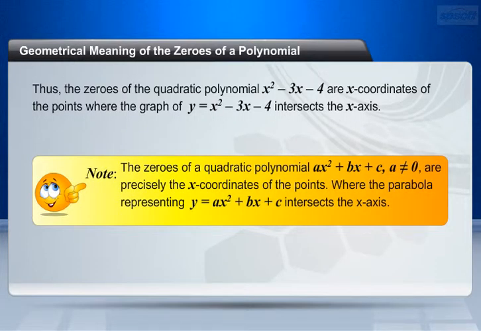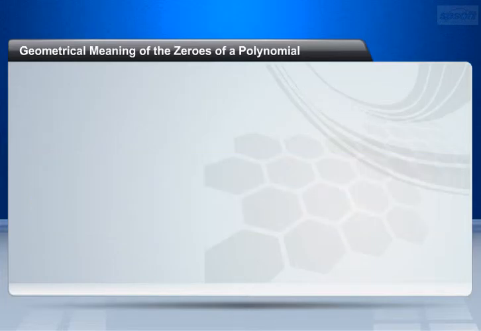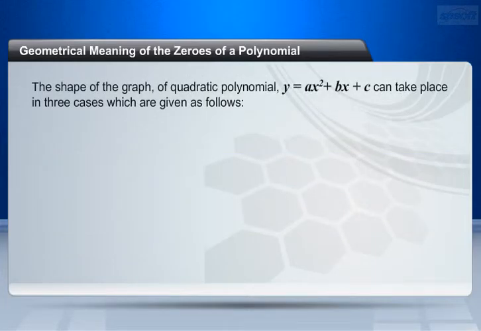Note, the zeros of a quadratic polynomial ax square plus bx plus c, a is not equal to 0, are precisely the x-coordinates of the points where the parabola representing y is equal to ax square plus bx plus c intersects the x-axis. Let's now learn the shape of the graph of quadratic polynomial in different cases. The shape of the graph of quadratic polynomial y is equal to ax square plus bx plus c can take place in three cases which are given as follows.